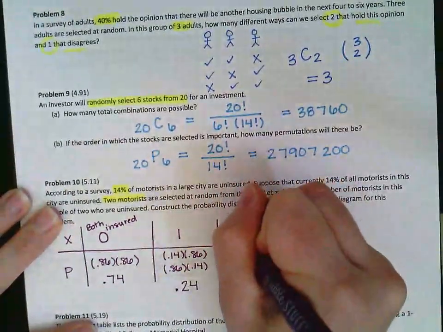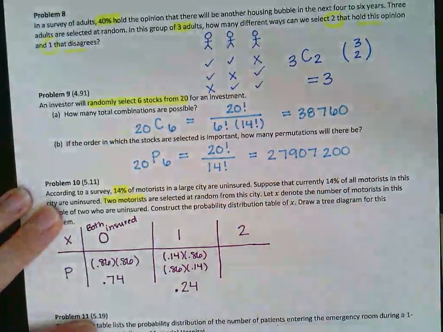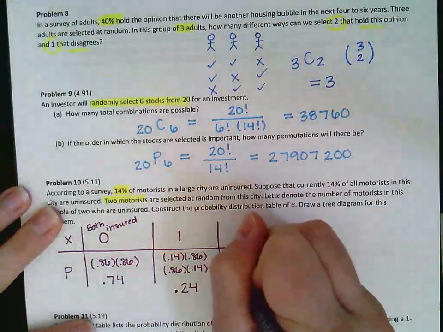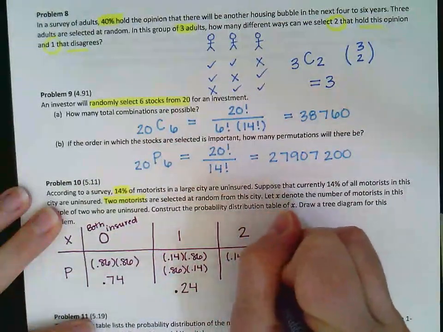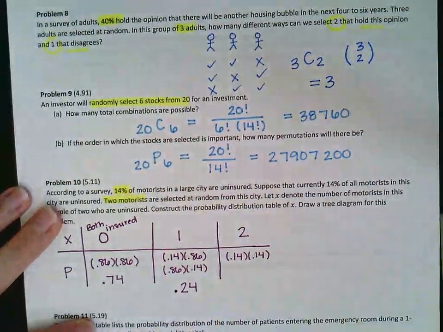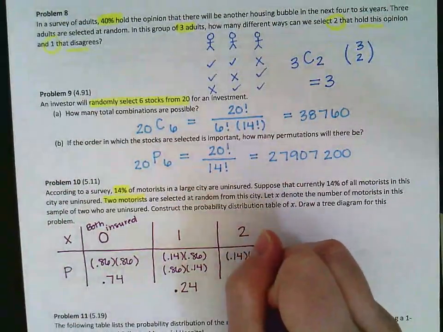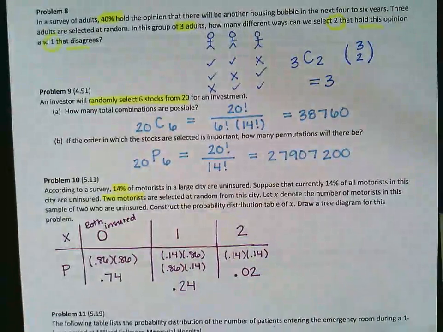All right, the last outcome could be 2. Well, that means that both of them are uninsured. So 0.14 times 0.14 is 0.02.